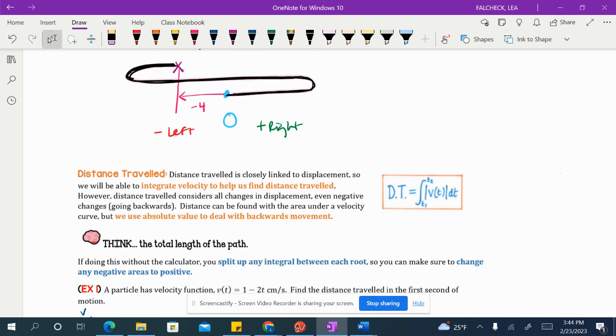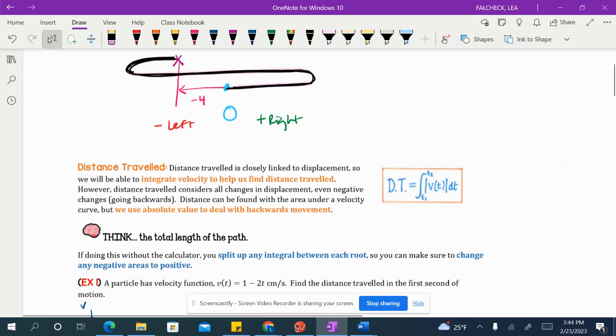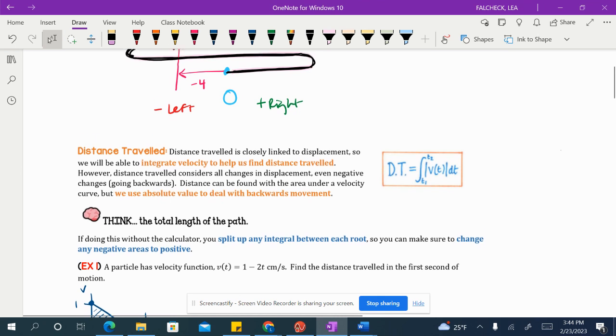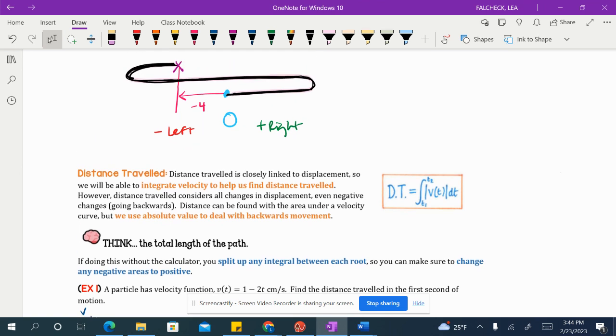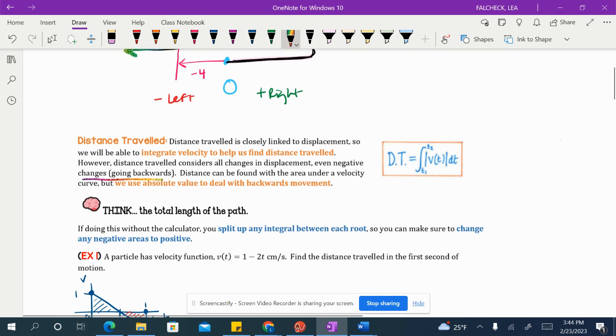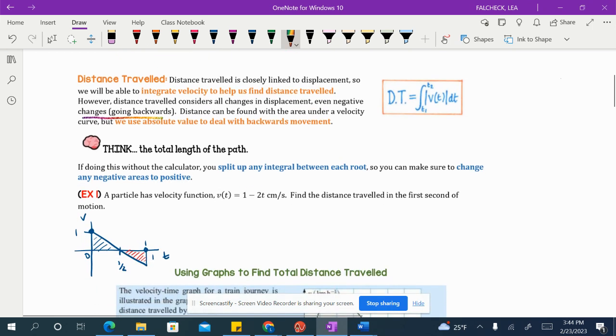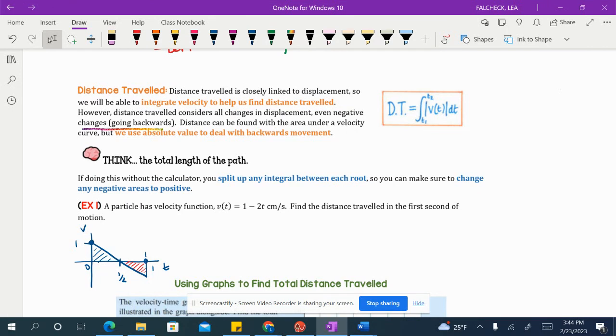So when we're calculating distance traveled with integrals, we integrate velocity to help us find the distance traveled. However, distance traveled considers all changes in displacement, even negative changes or going backwards. So even when this guy was heading in the backwards or negative direction, this still counts as motion. He probably went like 15 units or something like that over the course of that movement. So we're not just going to totally discount that because it was to the left. So distance can be found with the area under a velocity curve, but we use absolute value to deal with backwards movement. When we're calculating these by hand, absolute value is pretty tricky to do.